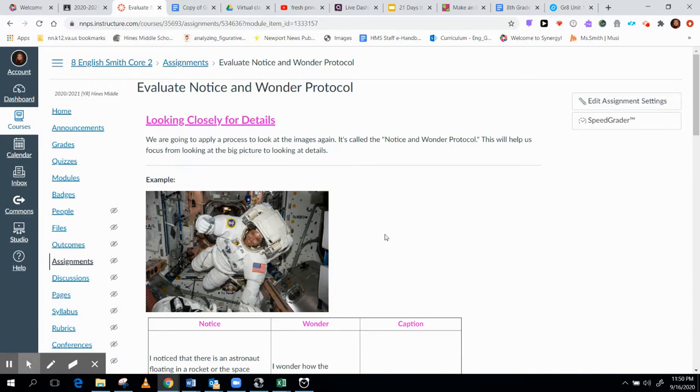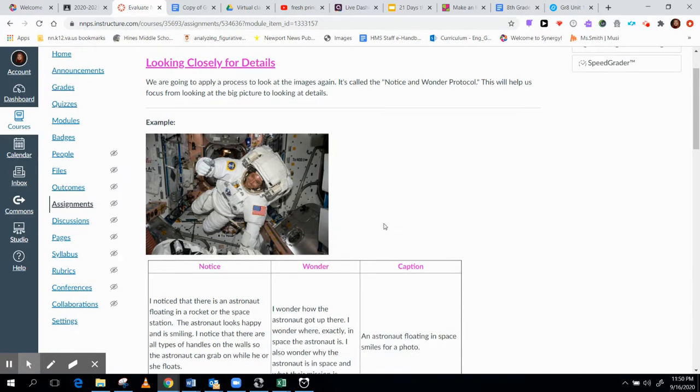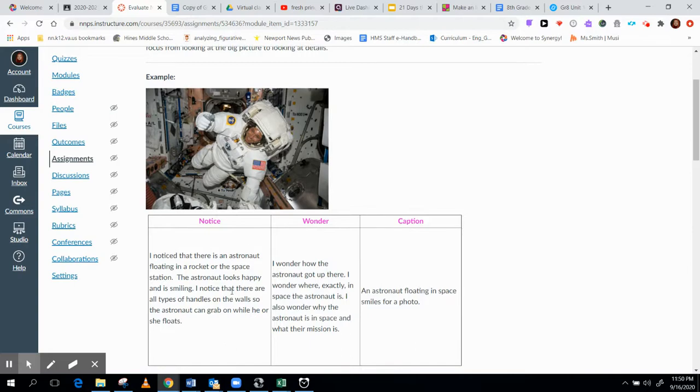This is where our learning target will be reached. We are going to write down something that we notice about a picture. We are going to then write down some questions about the picture, and then we are going to make a caption. So this is my example.